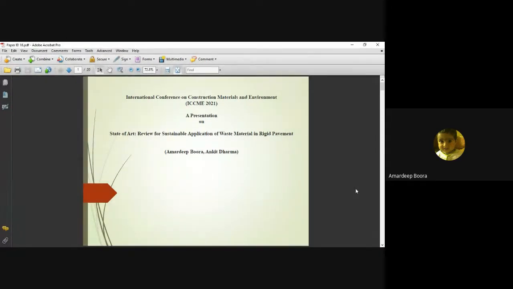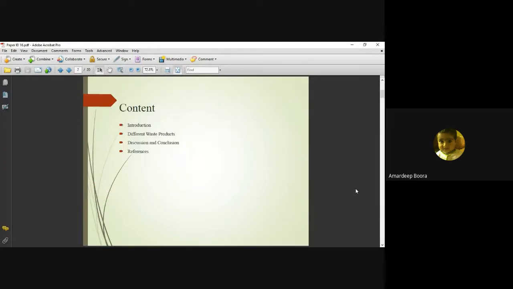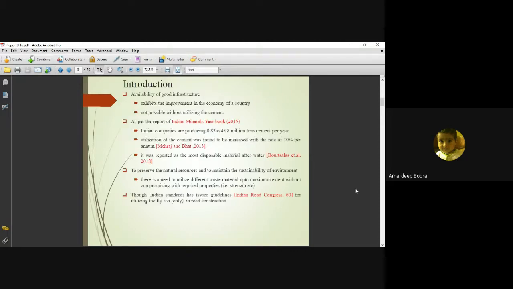So, my presentation topic is a review for sustainable application of different waste materials in rigid pavements. The contents are introduction, different waste materials, discussion, conclusion, and the references. First, any good infrastructure which exhibits the improvement in the economy of a country cannot even be pictured without the utilization of cement.